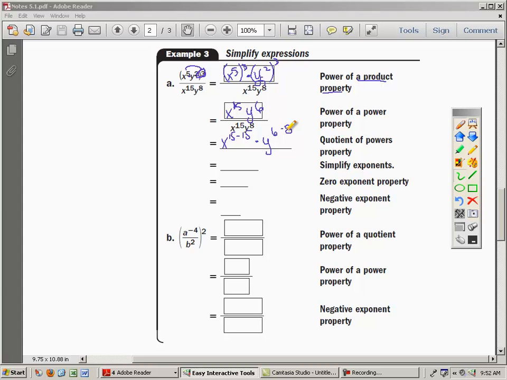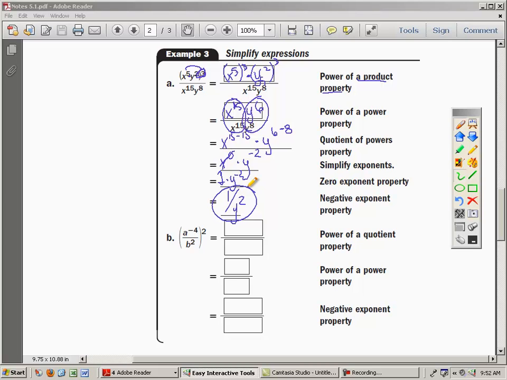Again, we take those things that have the same bases and we subtract their exponents. Now 15 take away 15 is simply 0. So this is x to the 0 power times y to the, and then 6 take away 8 becomes negative 2. The zero power property tells me that this is 1. And so this is just simply 1 times y to the negative 2. And then as we know, a negative power becomes a positive power on the bottom, so this is 1 over y squared. All right, let's try another example.